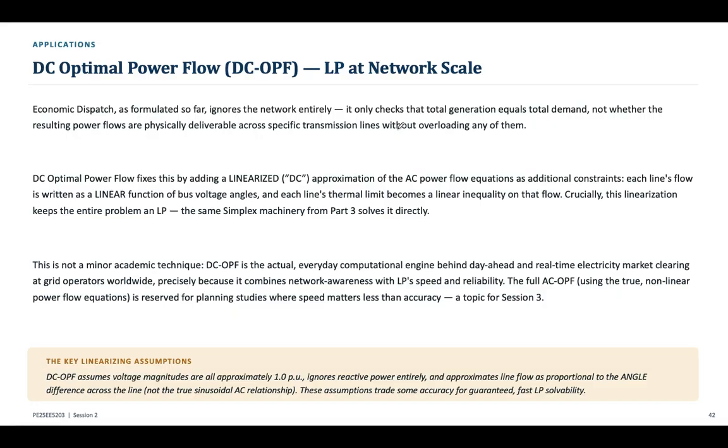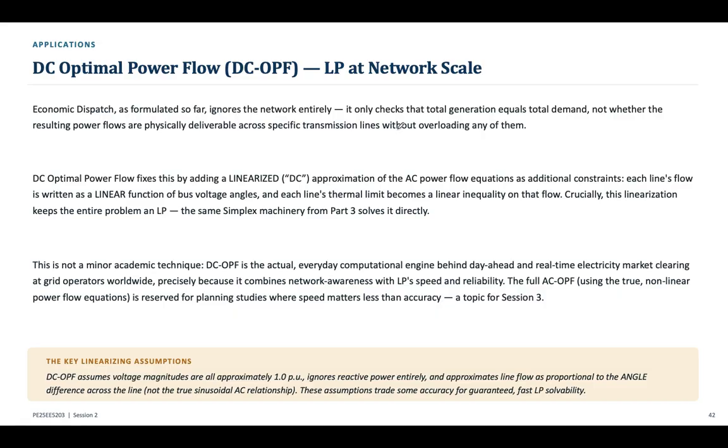This is where optimal power flow enters. The DC OPF formulation adds a linearized representation of the network equations to the economic optimization problem. In DC approximation, active power flow on a transmission line is related approximately linearly to the difference in voltage angles between the connected buses. Line thermal limits can then be expressed as linear inequalities. The major advantage is that the resulting optimization remains an LP, a linear program, when the objective and other constraints are also linearized.